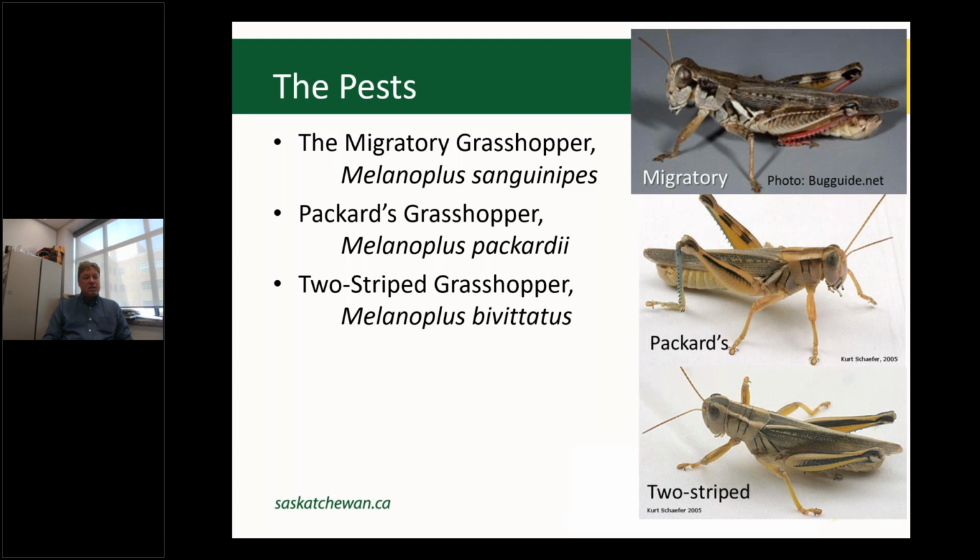The next one is Packard's, and as mentioned before, you can see that the yellow stripes just occur on the pronotum, just behind the head, and two-striped grasshopper. The two stripes on that one are very characteristic, and you can see the black stripe on the hind leg, also very characteristic, and you'll see that in the nymphs as well in the upcoming pictures.